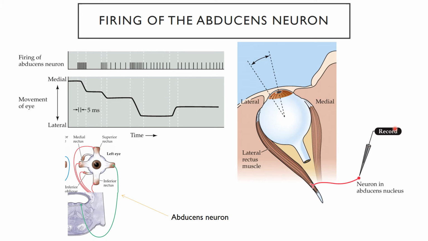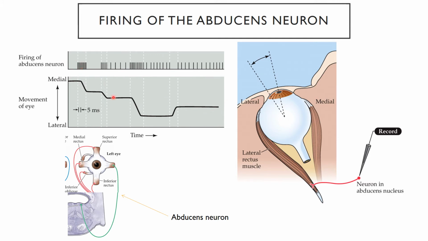So that's what we're doing here. We're recording a neuron in the abducens nucleus. We could place an electrode there in the abducens nucleus. We know that this nerve is connected to the lateral rectus muscle. So this is what the muscle looks like when it's not disconnected and splayed out like we've seen in the previous diagrams. It would be here. And you can see if it contracts, it's going to pull this eye this way. So let's see what happens with the abducens nerve when it fires.